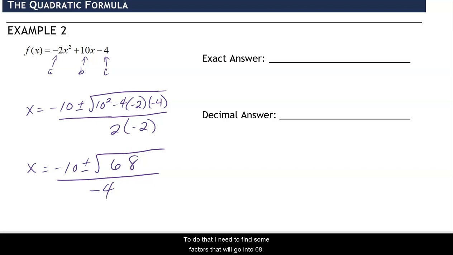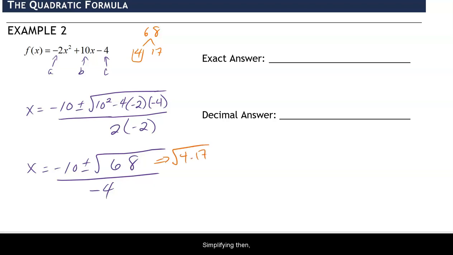To do that, I need to find some factors that will go into 68. 68 is divisible by 4. Let me do that up here in a different color. So 68 would be 4 times 17. 4 is a perfect square, 17 is a prime number, so we can't do anything with that. So we could rewrite that as square root 4 times square root 17.